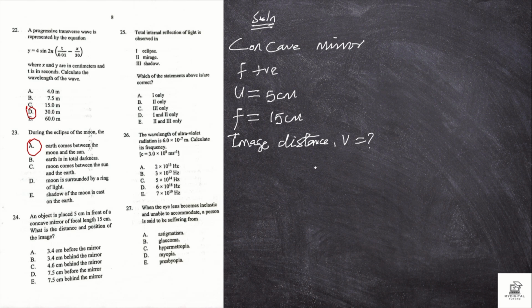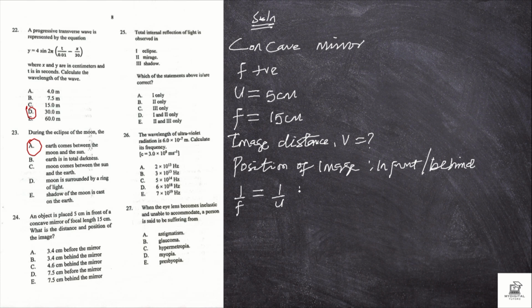That is the distance. They now say position of the image. So the position of the image, is it in front or behind? Position of image could be in front or behind the mirror. So that is it. Now remember our general formula for that is mirror formula, which is 1 over F is equal to 1 over U plus 1 over V. Is that clear? So I have 1 over F. What is F? 15 is equal to 1 over U. U is 5 plus 1 over V.